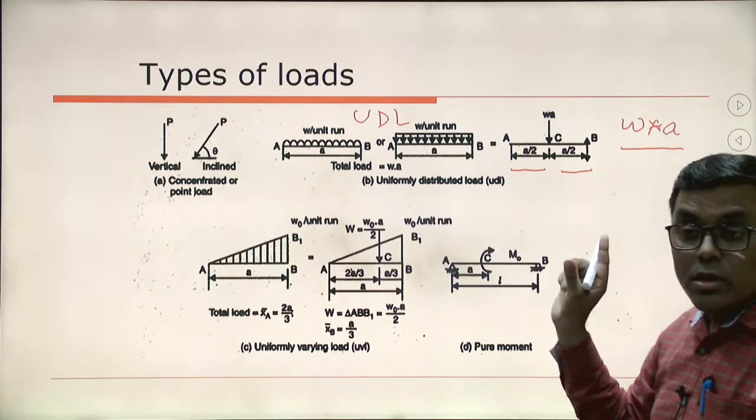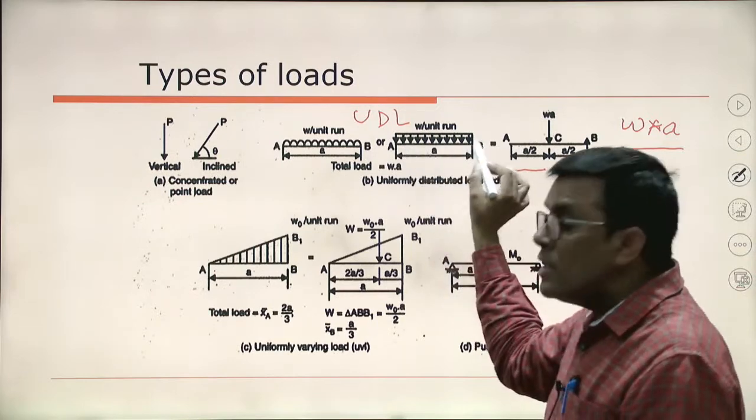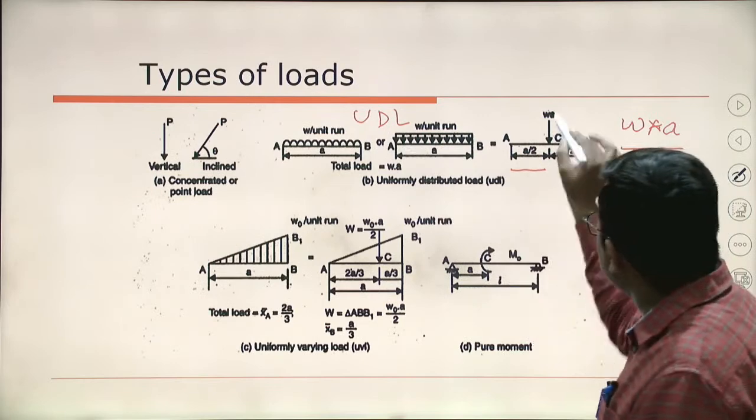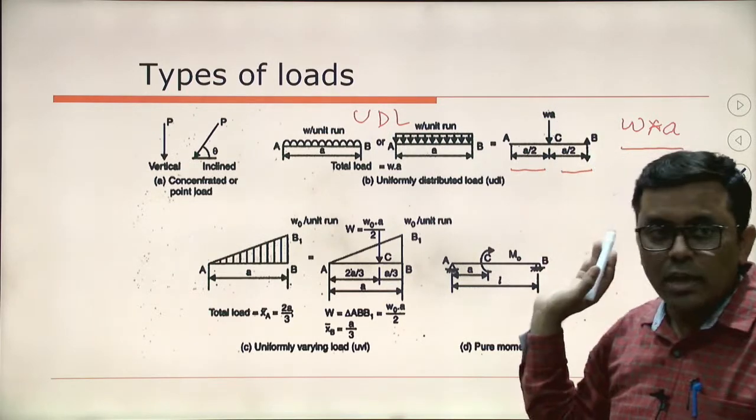W is the intensity, A is the length over which it is spread, so W into A. Now where will this single load be effective? It will be effective at the center of gravity, the centroid of this, and the centroid for this is the center point. So A by 2, A by 2. So this is the UDL.